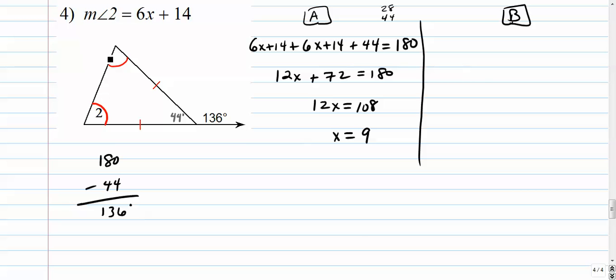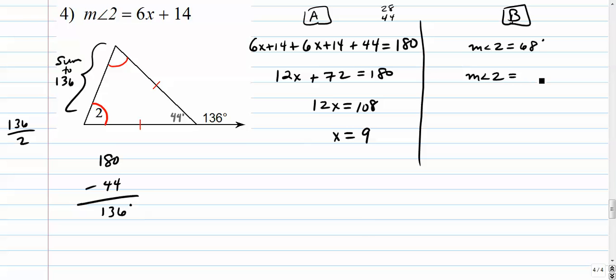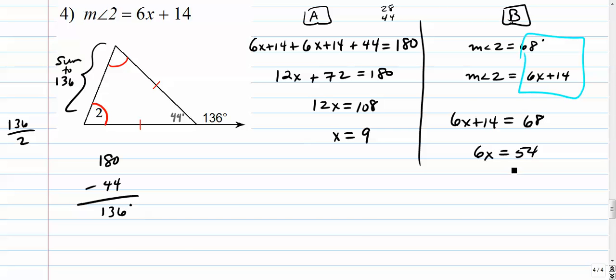So if they sum to 136, and they're the same, just divide 136 in half and you get 68 degrees. So I know the measure of angle 2 is 68 degrees. Well, it just so happens that it's also equal to 6x plus 14. The transitive property tells us these are the same. 6x plus 14 equals 68. So 6x is equal to 54, x is 9. Same thing.